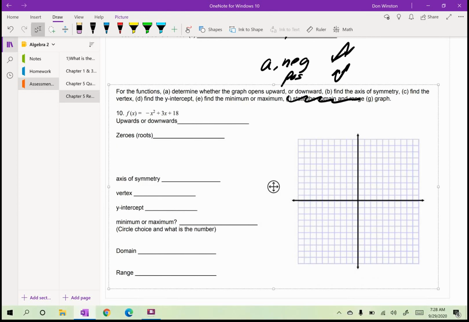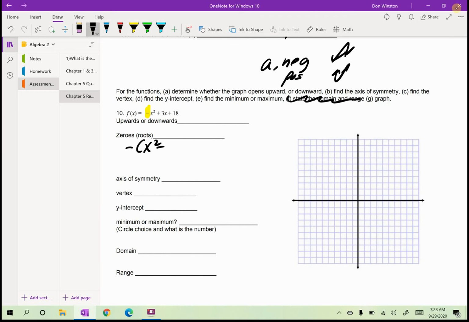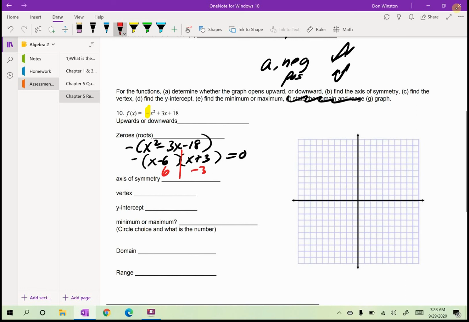All right, so does this graph open up or down? Well, down because a is negative, so it's a sad graph. We have to find the zeros or roots. So again, I have to factor out that negative. So this is going to be x squared minus 3x minus 18, so this will be x minus 6 times x plus 3 equals 0. And then when I find the zeros, I'll have positive 6 and negative 3. So I know my zeros: 1, 2, 3, 4, 5, 6, and then negative 3.